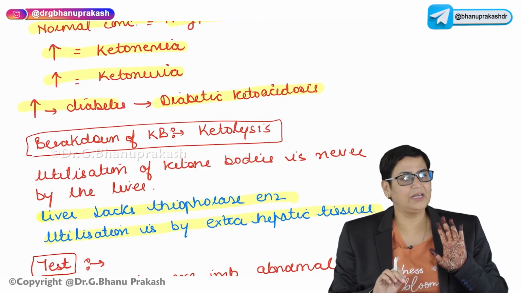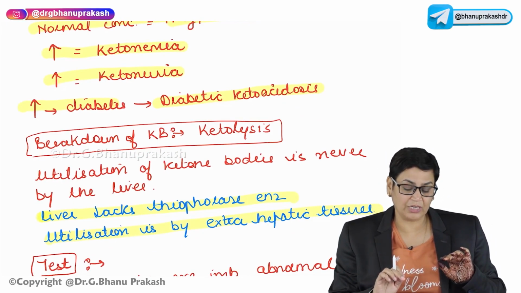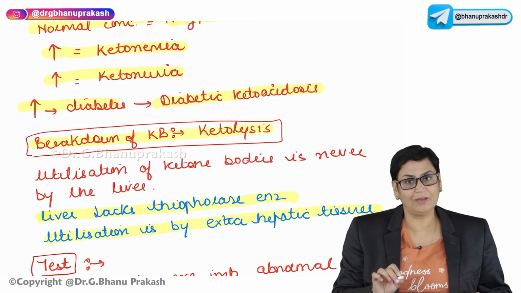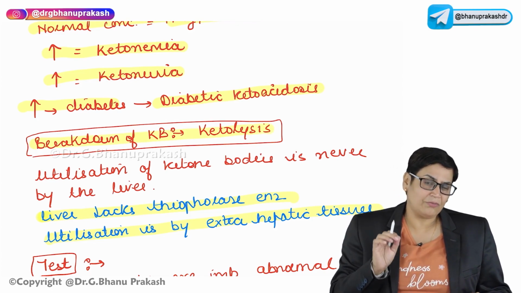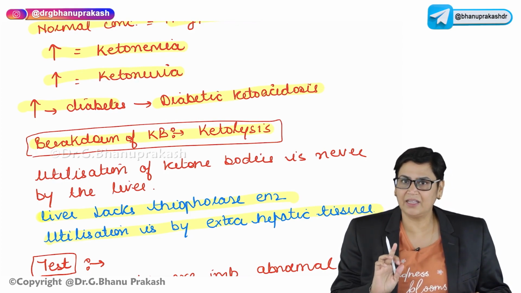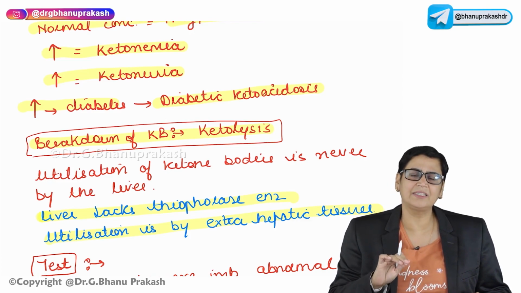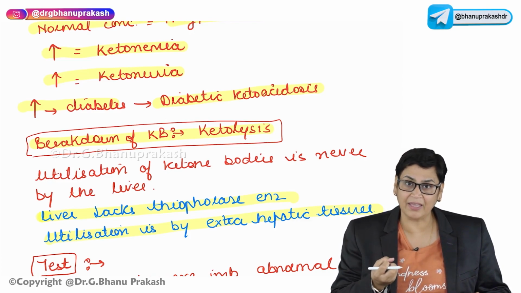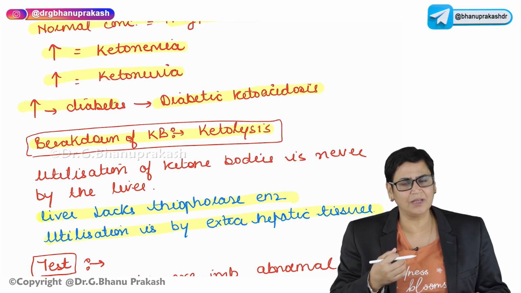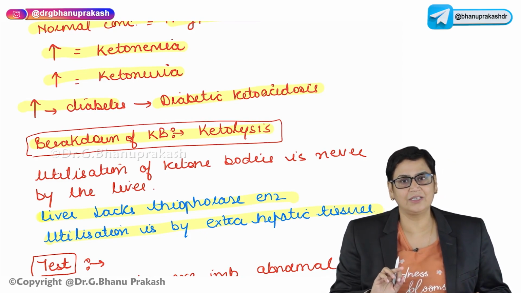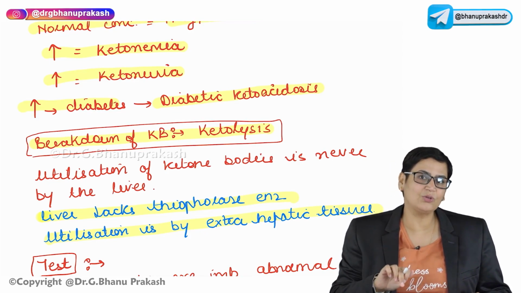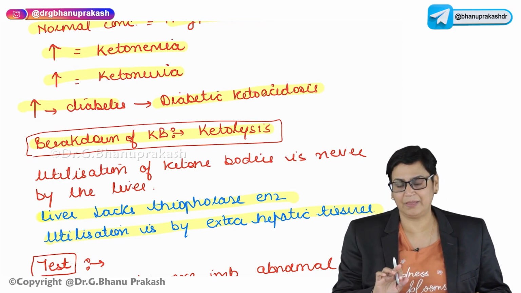Then in a normal individual also ketone bodies are produced, but ketone bodies play a very important role in giving energy. So breakdown of ketone bodies is ketolysis. Now a very important point to remember is, even though the synthesis takes place in the liver, the liver never ever utilizes ketone bodies as the energy fuel. Why? Because the liver lacks the thiophorase enzyme, which is actually responsible for converting acetoacetate into acetoacetyl coenzyme A. So this is actually an irony or tragedy with the liver: even though synthesis takes place, utilization never takes place.